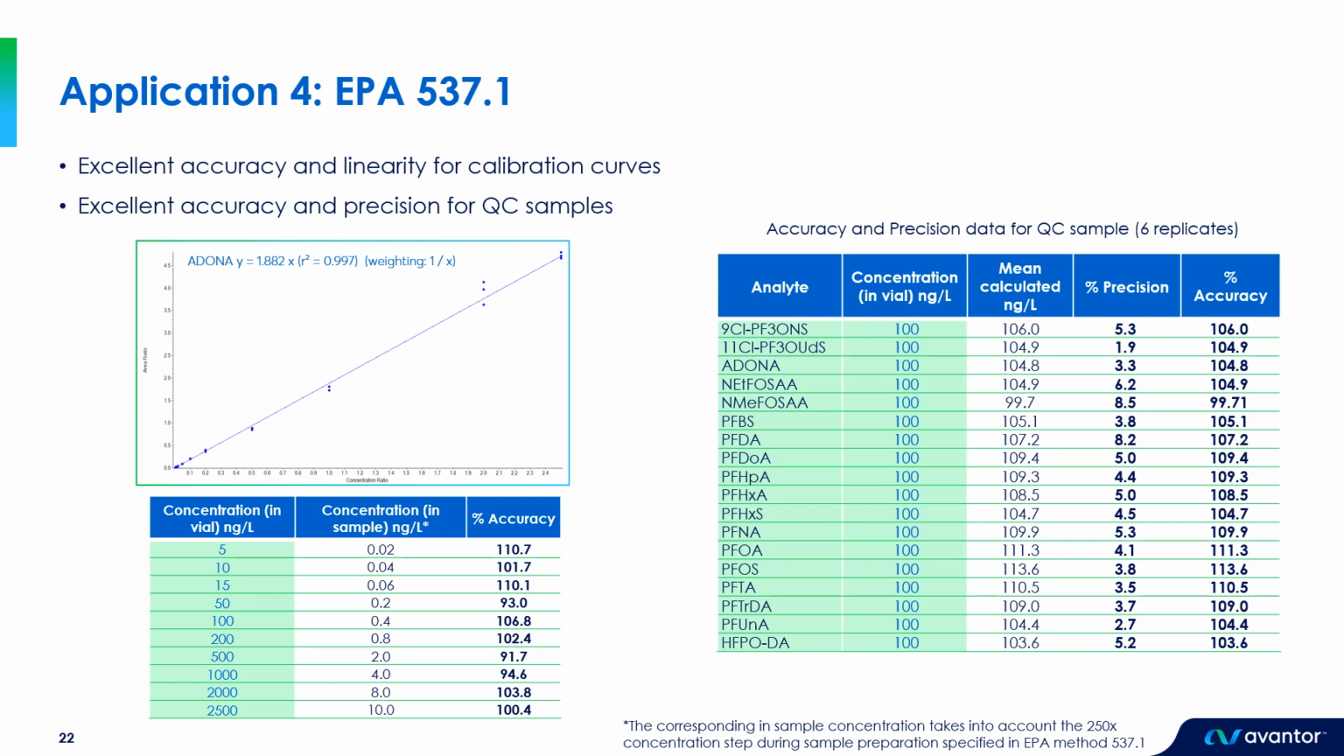This method achieves excellent accuracy and linearity for calibration curves, and here we've got an example for a donor, which we've calibrated down to a concentration of 20 parts per quadrillion, well below the regulatory requirements with an accuracy of 110.7%. Also shown are the accuracy and precision for 6 QC samples, which again highlight the reproducibility of this methodology.